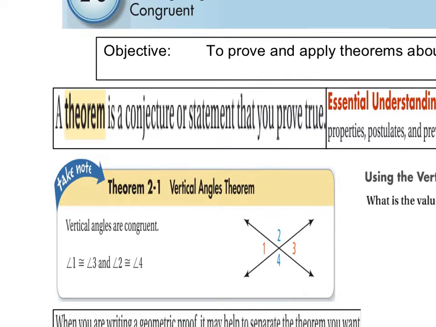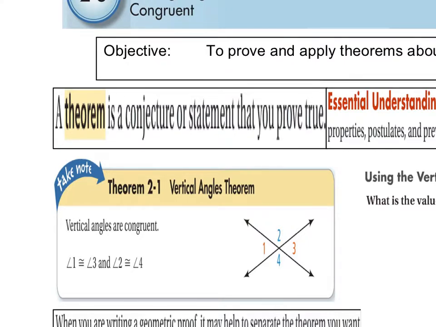This is section 2.6, and the nice thing is there's no vocabulary because we already took care of it with 2.5. But I am going to talk a little bit about theorem, because this is a word that you're going to see a lot now. It says here, a theorem is a conjecture or a statement that you prove to be true. Now, this word right here, conjecture, if you remember, a conjecture is an accepted statement of fact. So essentially, a theorem is an accepted statement of fact that you prove for sure to be true.